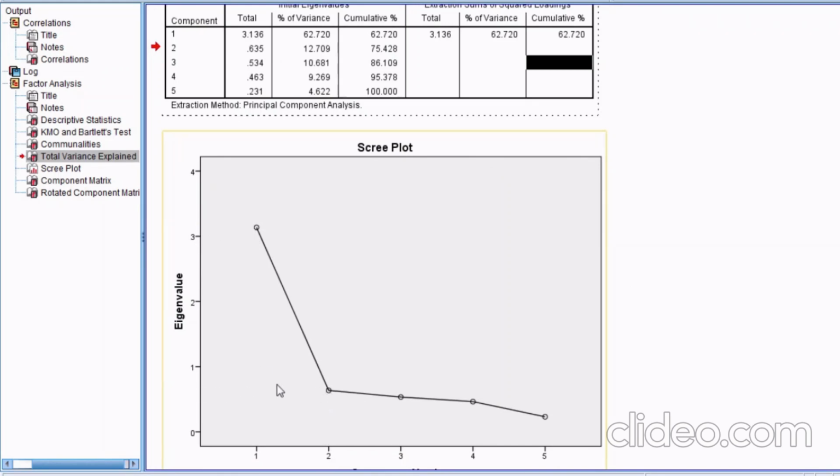Next, let's look at the scree plot here. So on our scree plot, notice first of all that on the x-axis, the component is plotted. So this is the first component, and the second component, third, and so on and so forth. And on the y-axis, we have our eigenvalue plotted.